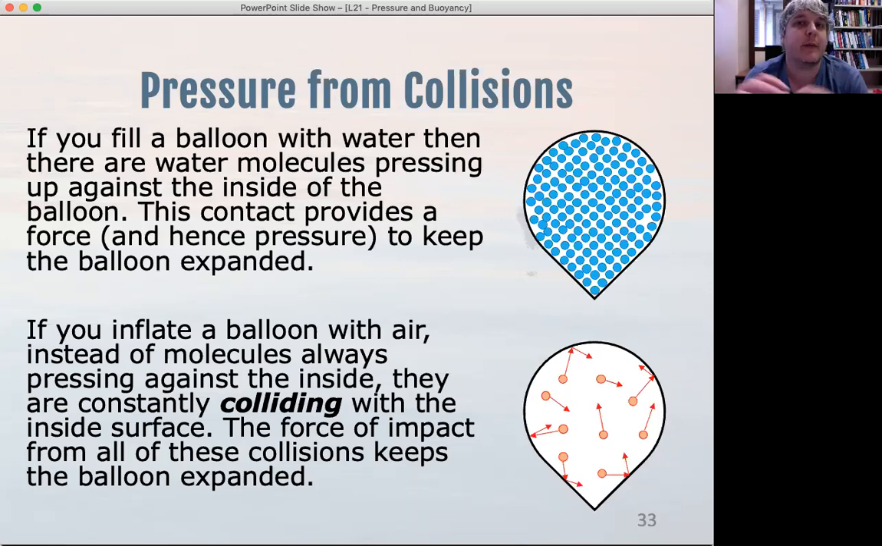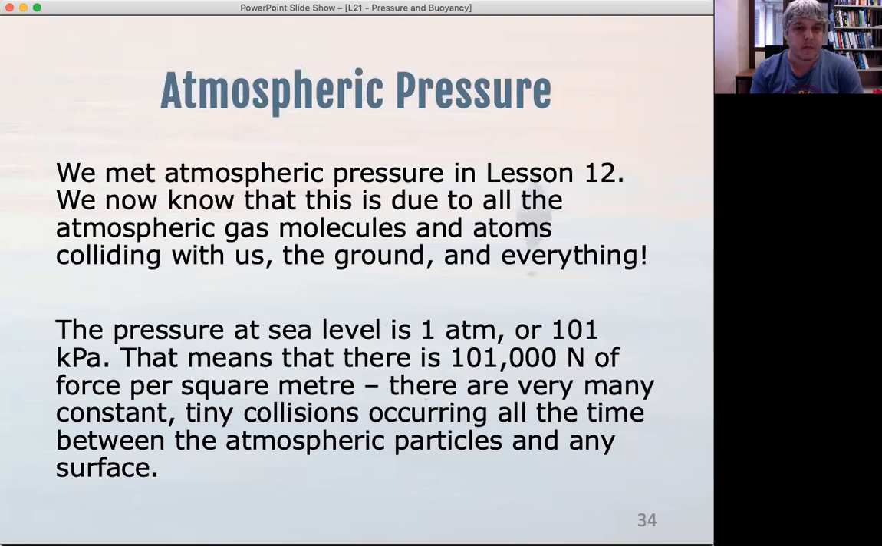But it's happening so much, so constantly, that to us it just looks like a nice, consistent, standard shape. But in reality, it's all these constant collisions everywhere from all the particles inside. And of course, outside it as well, because outside we've got atmospheric pressure, and so there are air particles bouncing off the outside of everything. And that's true of everything all the time, as we saw with atmospheric pressure.